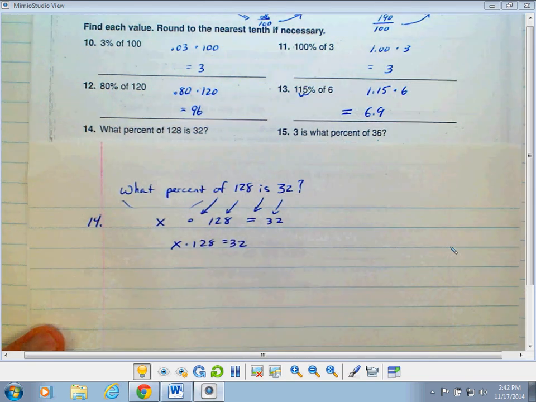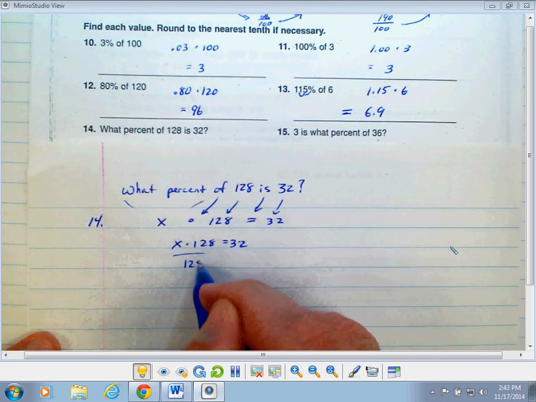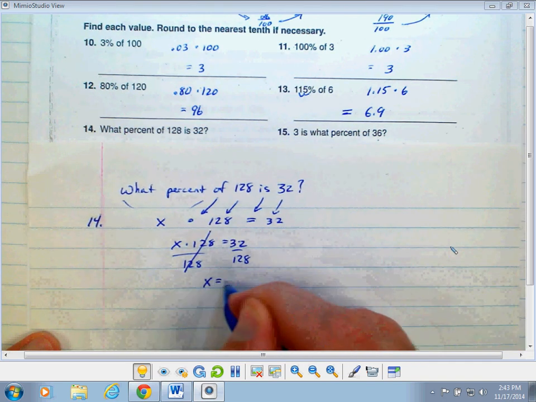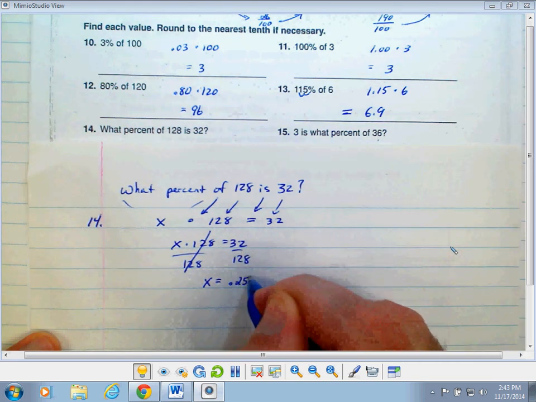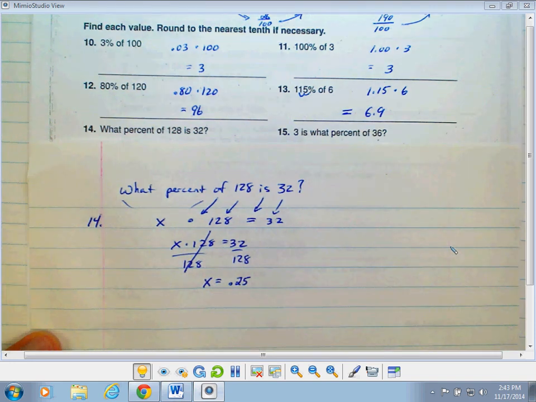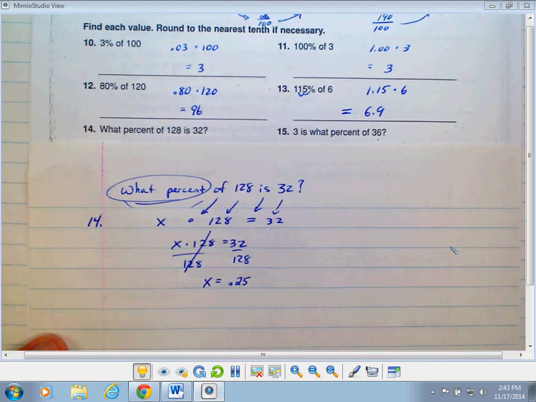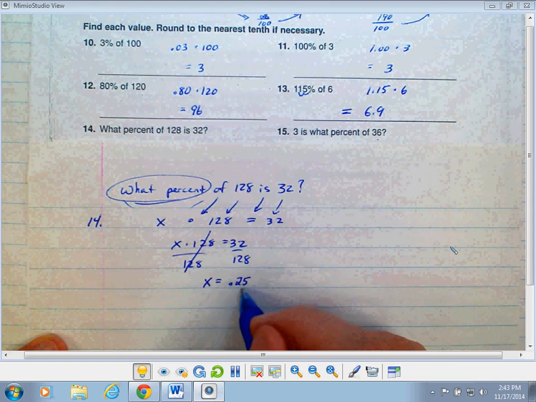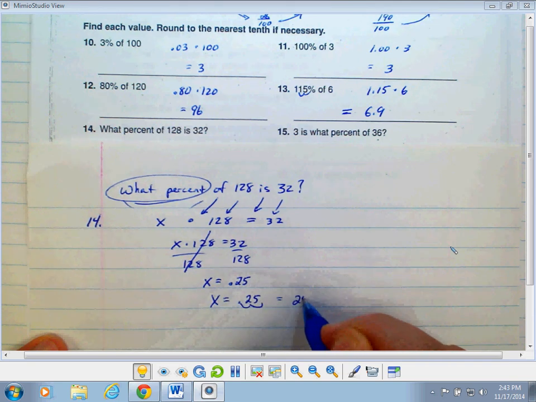And I think you all know by now that to undo times 128 so that the x will be by itself, we just divide by 128 and those will cancel. And we get x equals 32 divided by 128, which on a calculator is going to give you 0.25. Now if you pay attention to what the problem actually asks you for, it said what percent, which means I don't want this as an answer, I want to convert it back to a percent. In my final answer I'll move it two places to the right, and it's actually equal to 25%.